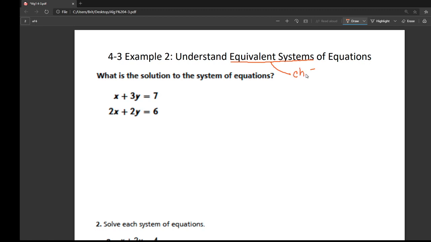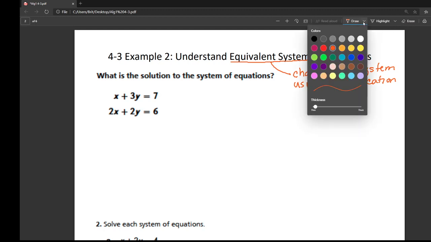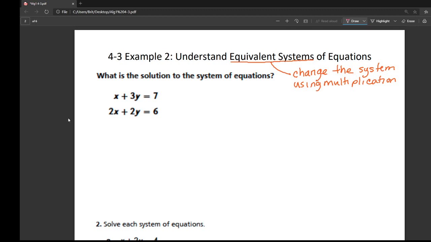So again, we are changing the system using multiplication. So when I have an equation, as long as I do the same thing on one side as I do to the other side, I will have an equivalent system. All right. So this section is all about solving using elimination, or solving by adding.